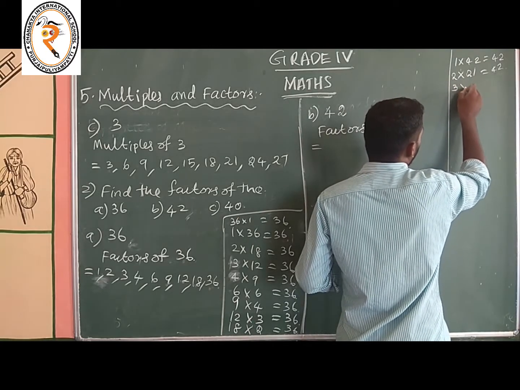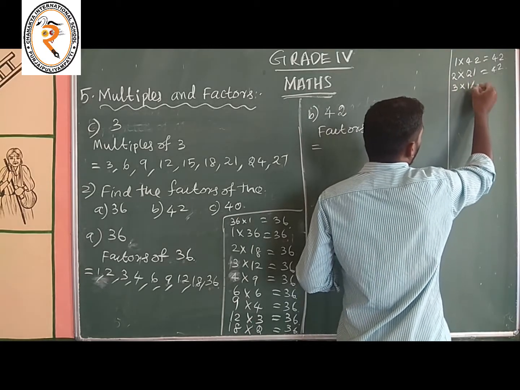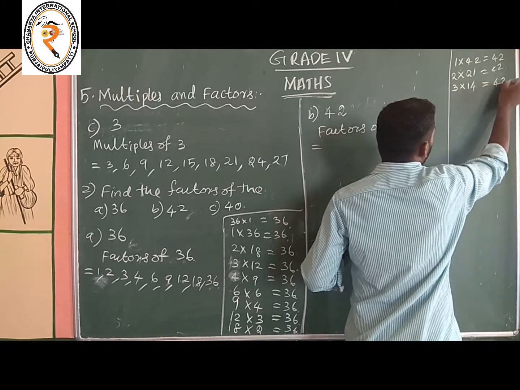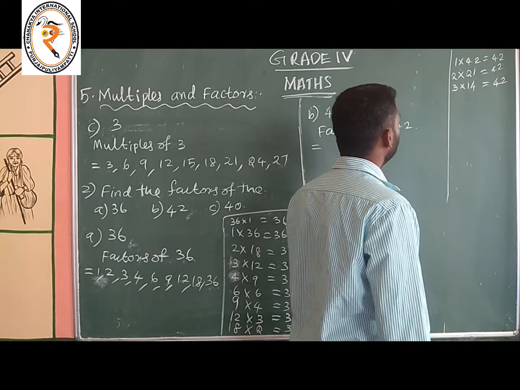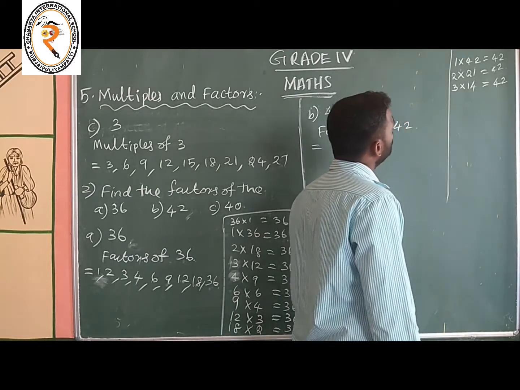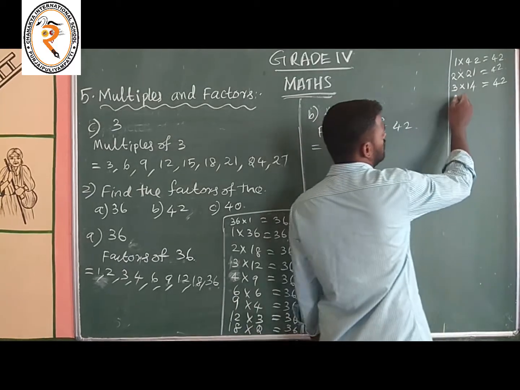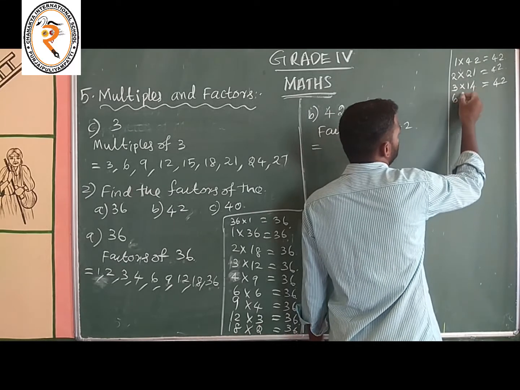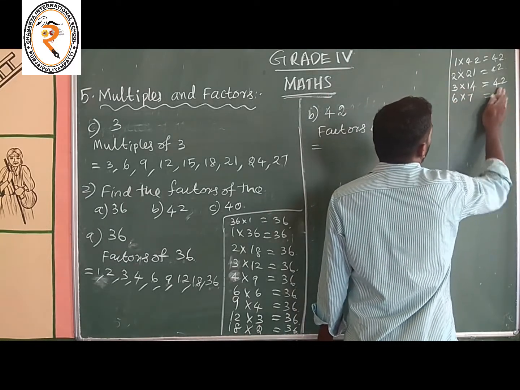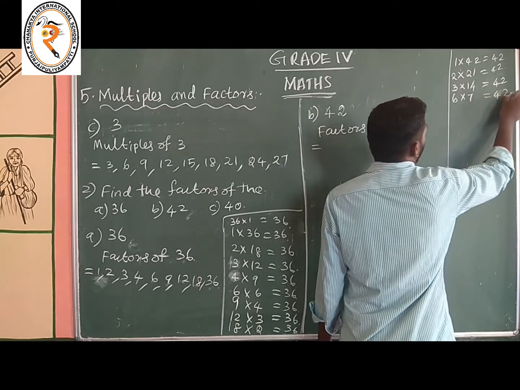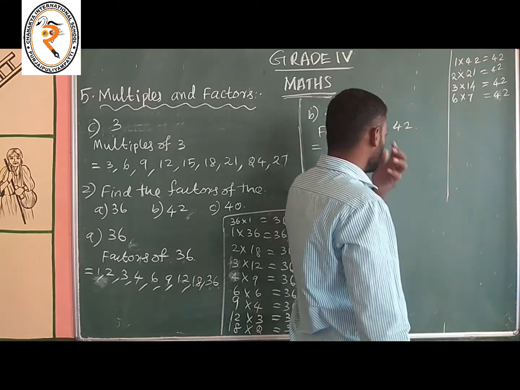Third table: 3 14s are 42. In the fourth table, 42 does not come. Fifth table. In the sixth table, 6 7s are 42.